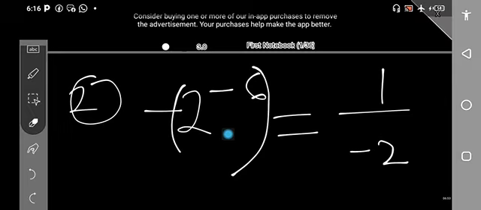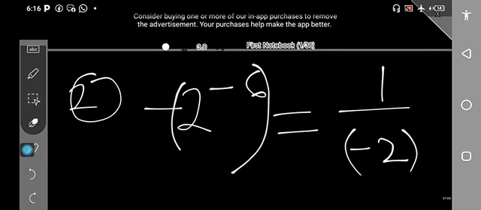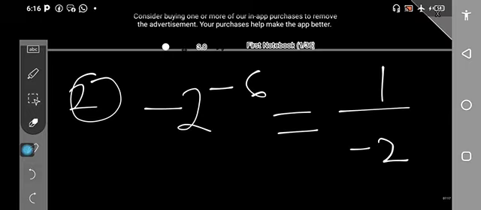So this is what I'm trying to explain, that you won't write minus 2 all raised to the power 6 like this. No, this is wrong, right? So what you write, according to what we have here, is minus 2 raised to the power of 6.